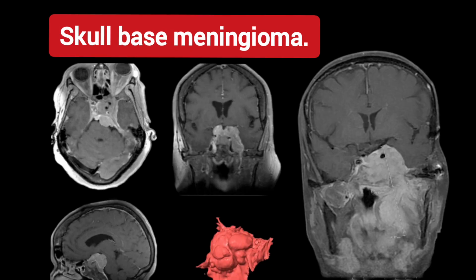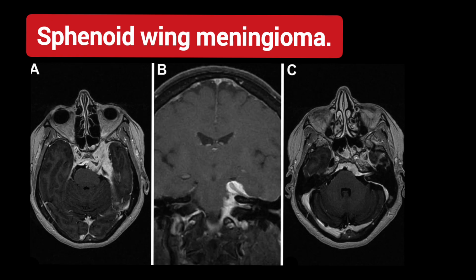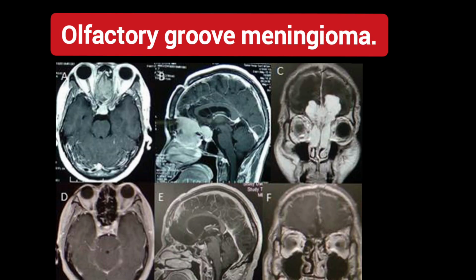Skull base meningioma grows in the bones that form the bottom of the skull and in the bony ridge in the back of the eyes. Sphenoid wing meningioma forms on the skull base behind the eyes. Example is a meningioma arising from the sphenoid wing. Olfactory groove meningioma forms along the nerves that run between the brain and the nose, causes a loss of smell, and can grow large enough to cause problems with vision.